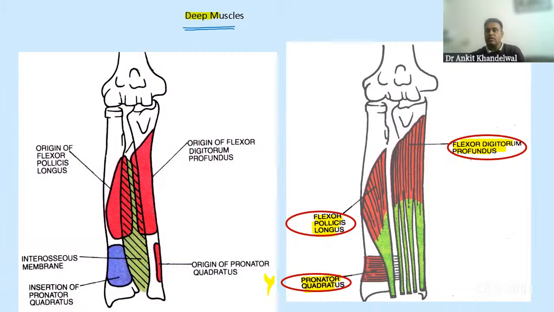Let me also tell you. This FPL is supplied by the anterior interosseous nerve, that is a branch of the median nerve. Pronator quadratus is again supplied by the anterior interosseous nerve, a branch of the median nerve. FDP is a hybrid muscle. Like we have various hybrid vehicles also, right? Right now we have hybrid cars. So it is a hybrid muscle.